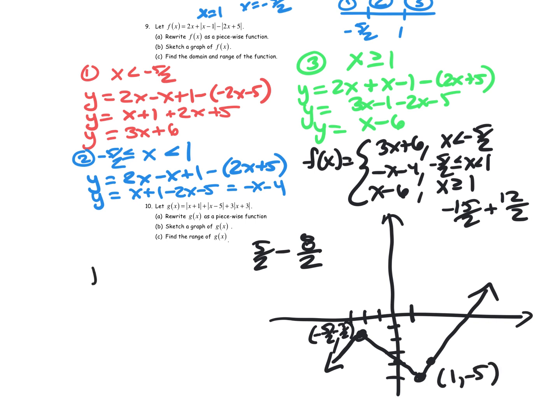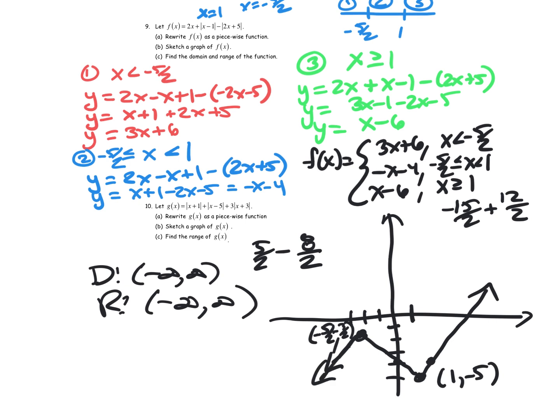So I would say the domain, all the x values that are covered in number 9, are everything. And the range is also actually going to be everything here, because this arrow here is going down and we got the other arrow going up. Okay, so that is writing an absolute value function as a piecewise function, graphing it, and finding the domain and range.